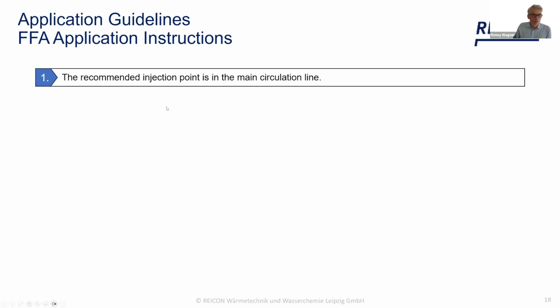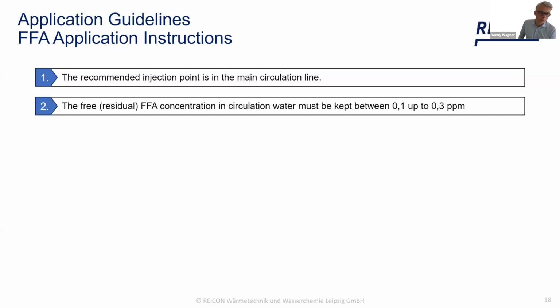So I've put here some general instructions for the injection of film-forming amines, because even though they are very helpful, they can also cause some problems when the injection is not done properly. So we always do the injection in the main circulation line, not in a side stream or in the makeup water, because there's a good distribution, you have a quick circulation around the system, and so you get a very quick absorption within the heating network when you start injecting in the main circulation line instead of using the makeup water only.